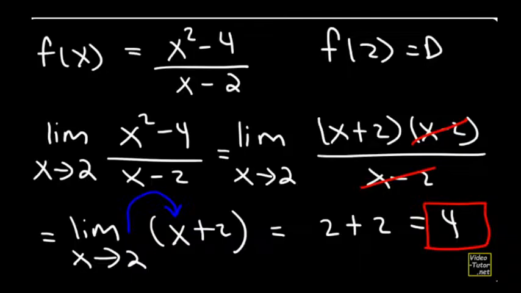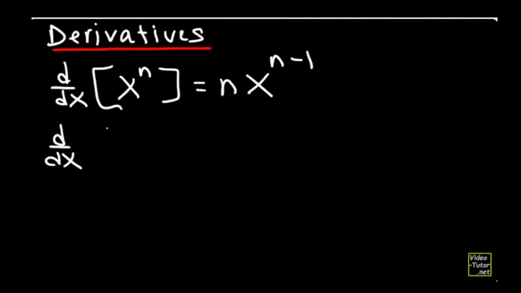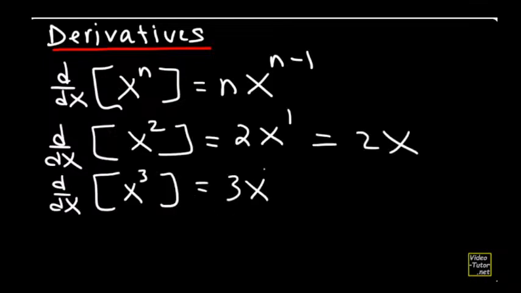So how do we apply that? Let's say we want to find the derivative of x squared. It's going to be 2 times x raised to the 2 minus 1, or just 1. So we get 2x. If we want to find the derivative of, let's say, x cubed, n is 3, so it's going to be 3x to the 3 minus 1, which is 3x squared.